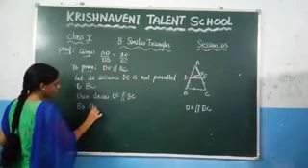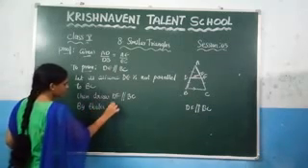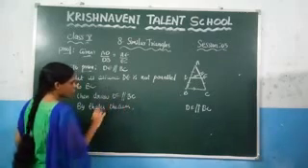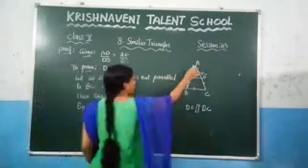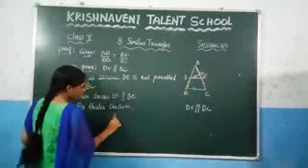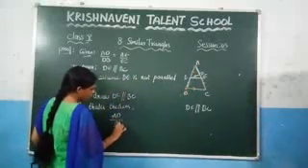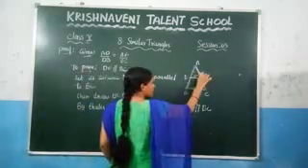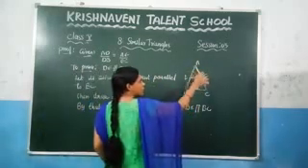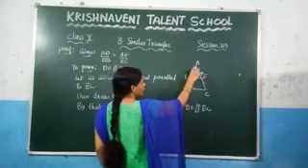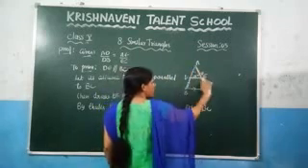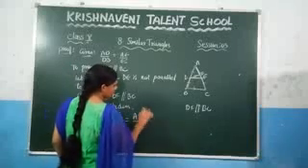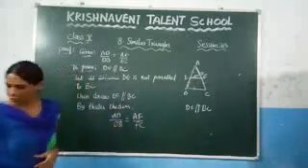So by the Thales theorem, since DF is parallel to BC, you can write it here, AD by DB is equal to AF by FC, because this line is dividing the other two sides in the same ratio. So we need to take here AD by DB is equal to AF by FC. So write it here AF by FC. Now here we got one equation.